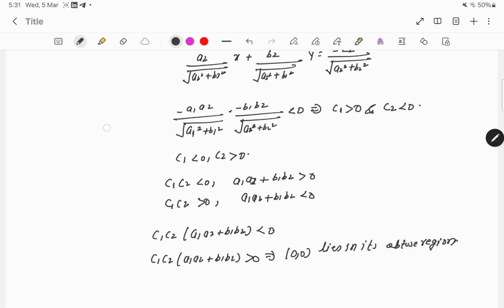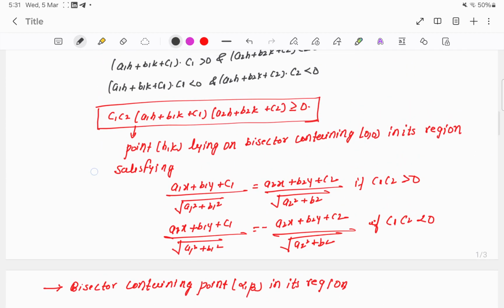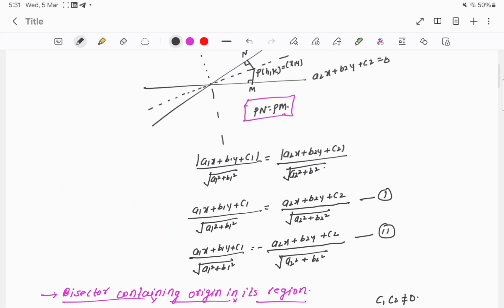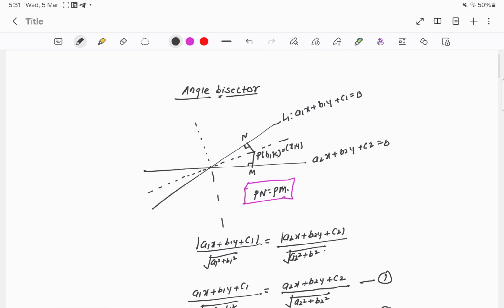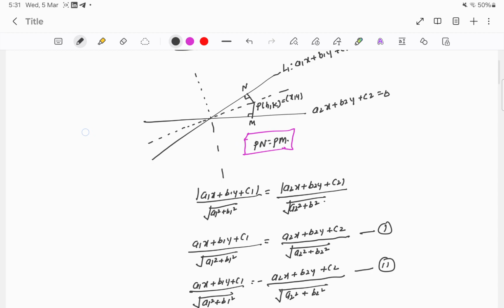So these are all the concepts about angular bisector, which is one of the best subtopics of a straight line. Hope I have discussed all the concepts and you are able to solve all the questions of JEE Main as well as Advanced, or even if you're in your school exam, these concepts may be useful for your school exam also. Again, I am going to revise. I am going to give an idea.